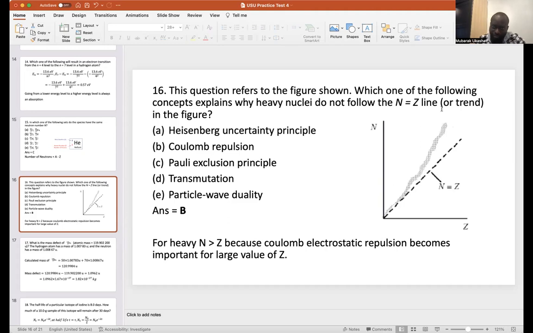Okay, so this trend is due to, when n is higher than z, we have this deviation because of the Coulomb repulsion in the nucleus of the atom. Okay, so it's like the protons are repelling each other within the neutrons in the nucleus, basically.